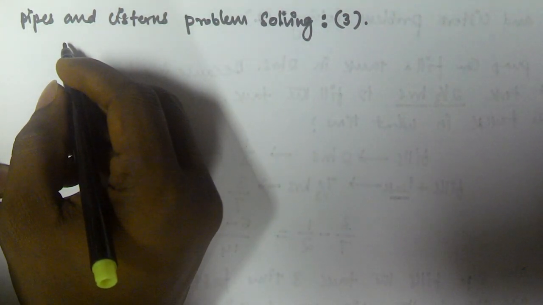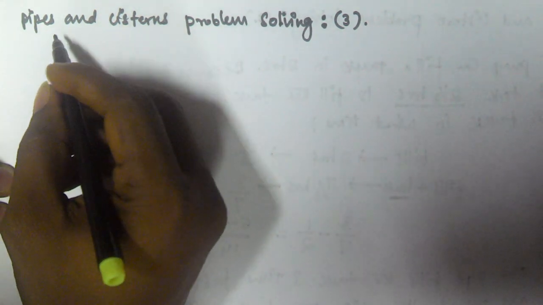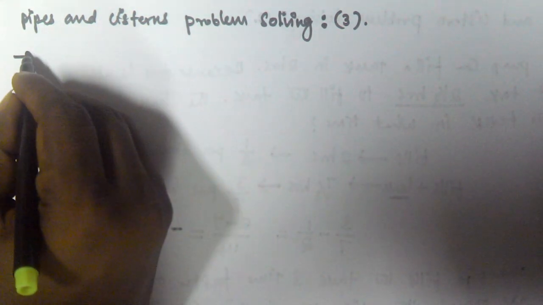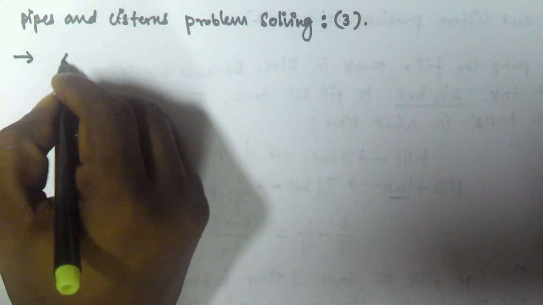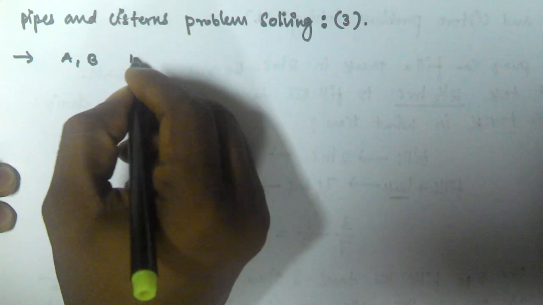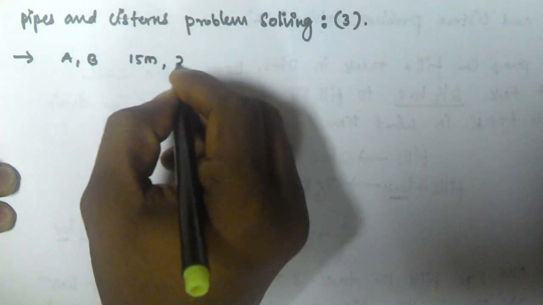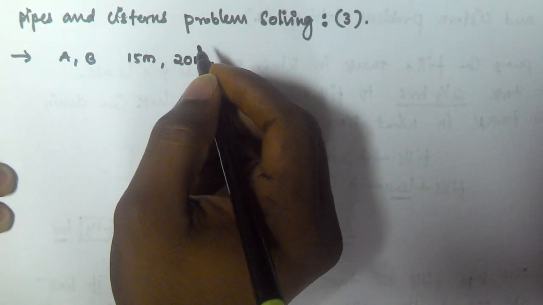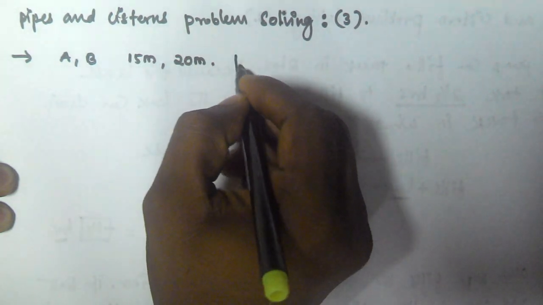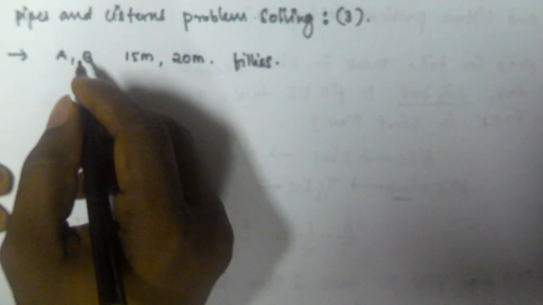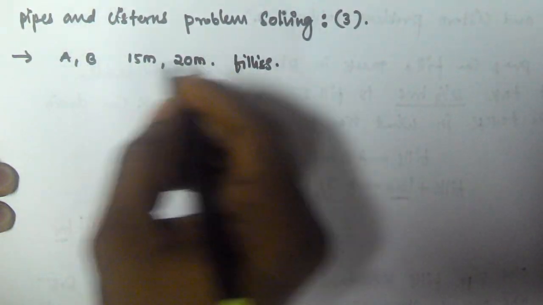Hello friends, in this video we will see more problems related to pipes and cisterns. Let us consider there are two pipes, A and B. They fill the tank in 15 minutes and 20 minutes respectively. Initially both pipes are open.